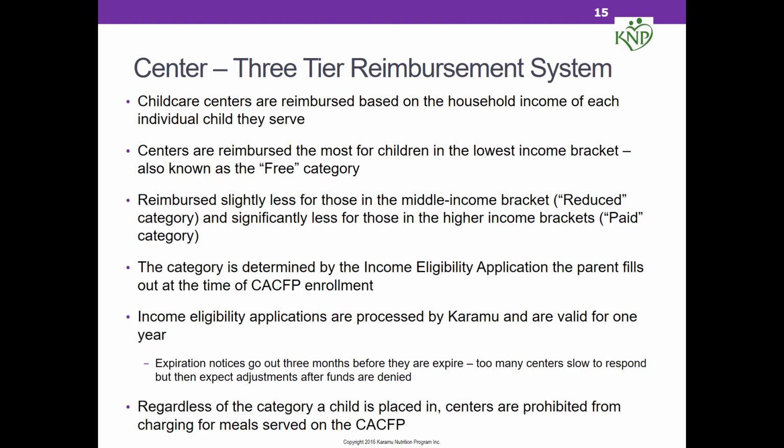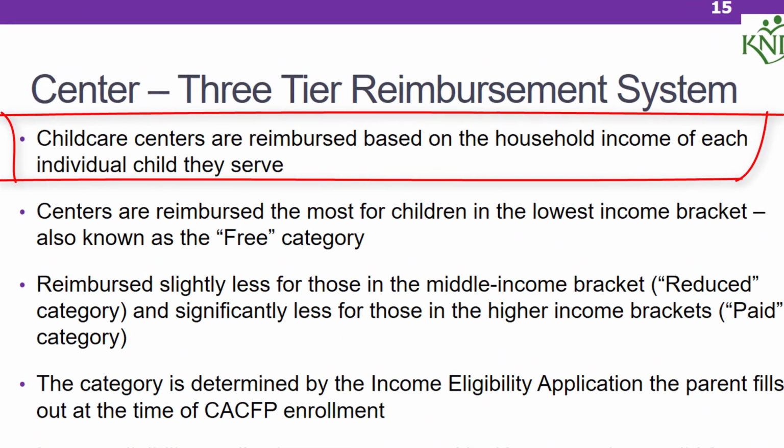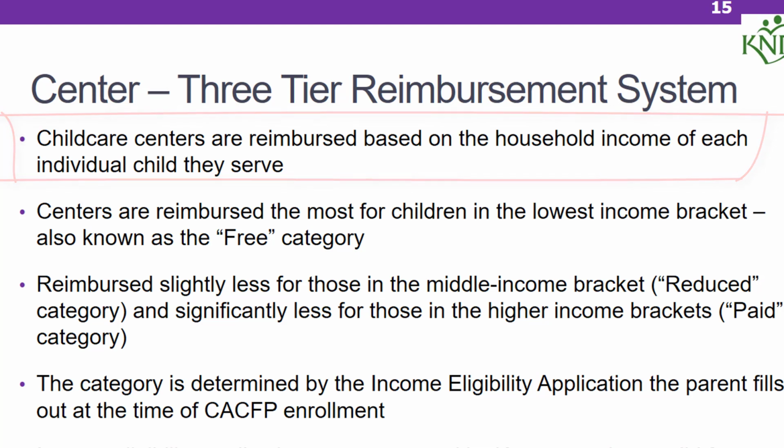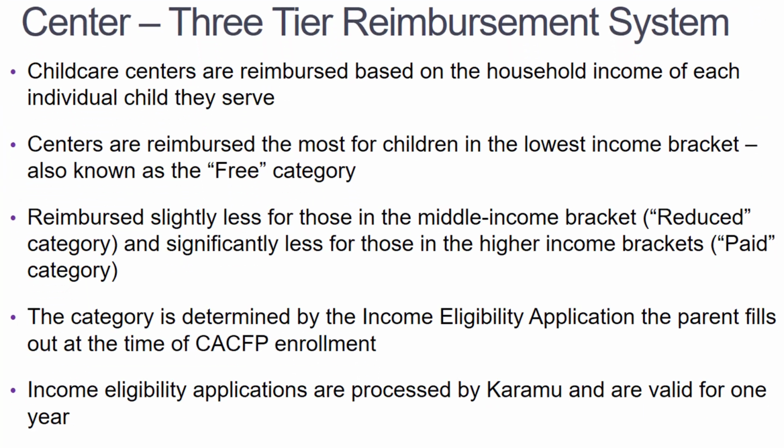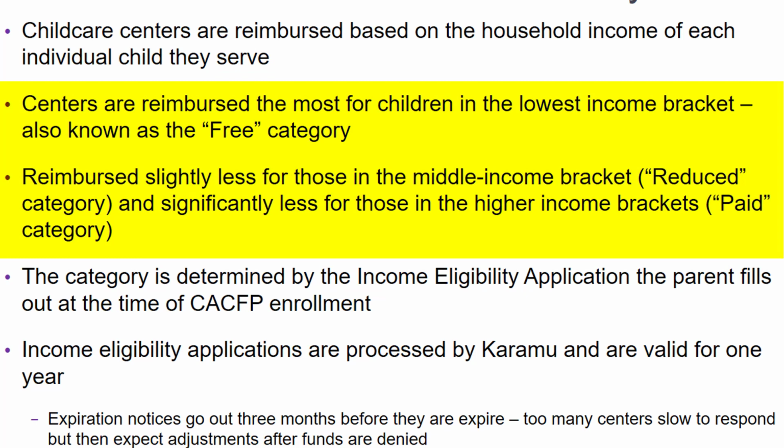Now let's take a look at the reimbursement system for child care centers. So for the child care centers, there's actually a 3-tier reimbursement system. And under this system, the amount of reimbursement that the child care center receives is based on the household income of each individual child. Now, there's 3 categories of reimbursement that a child will fall into: free, reduced, or paid. And if you're familiar with the National School Lunch Program, then you should be familiar with these 3 categories.